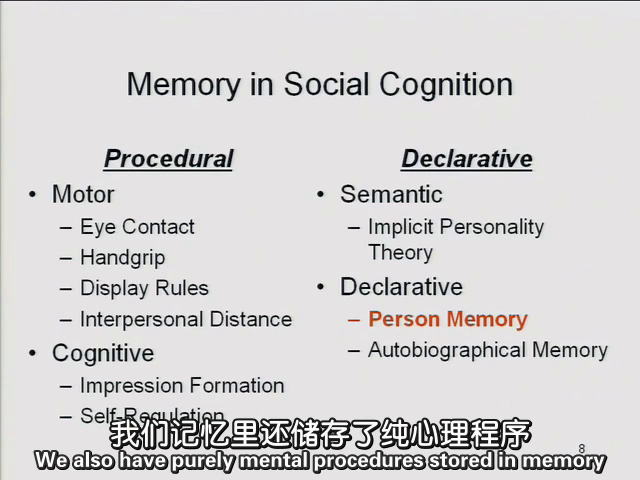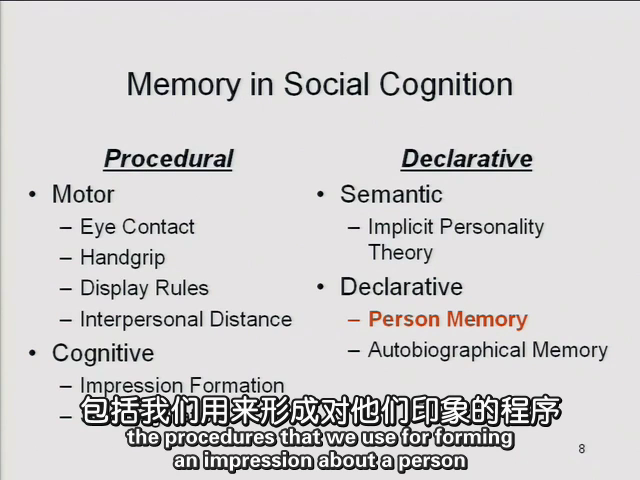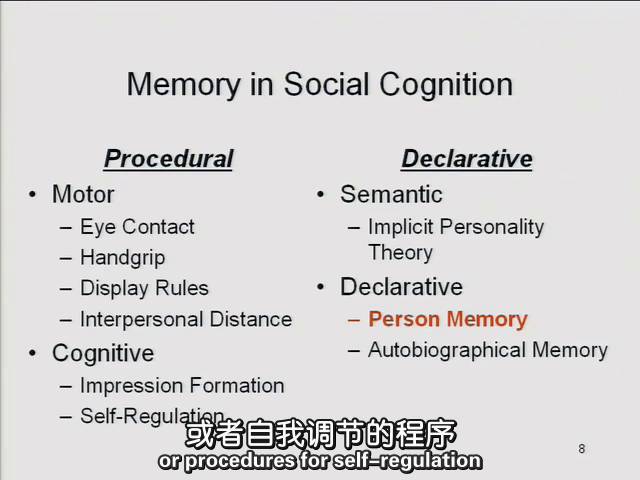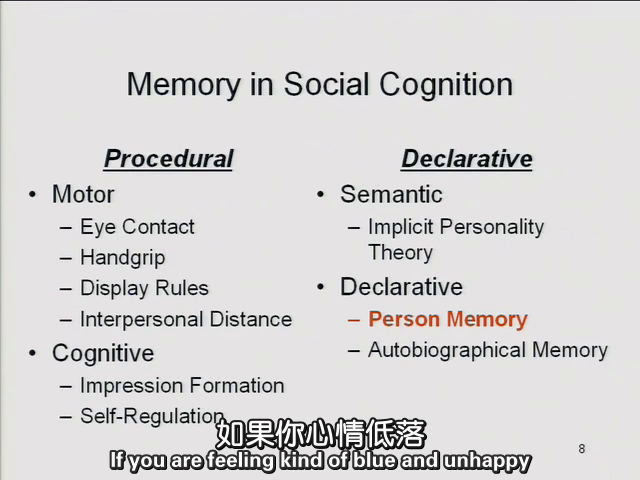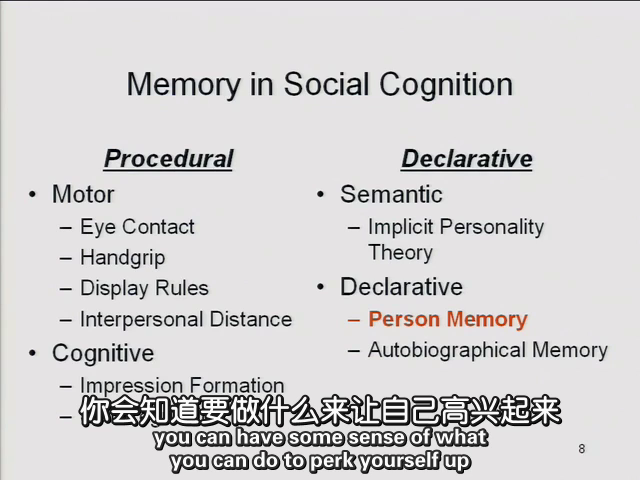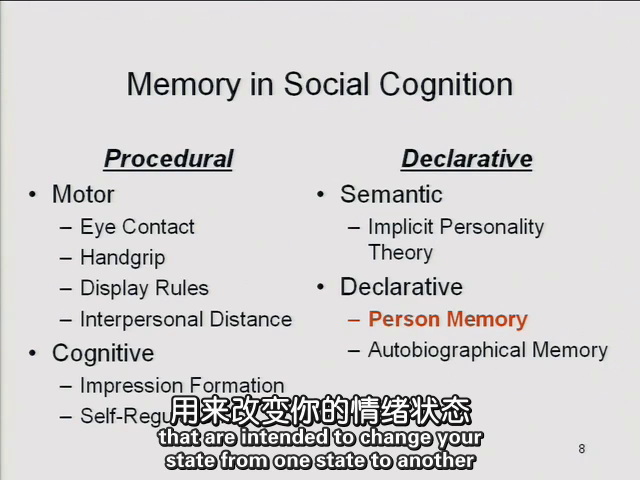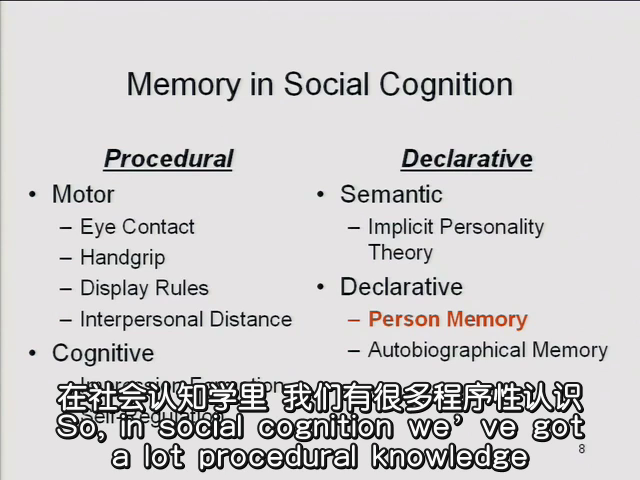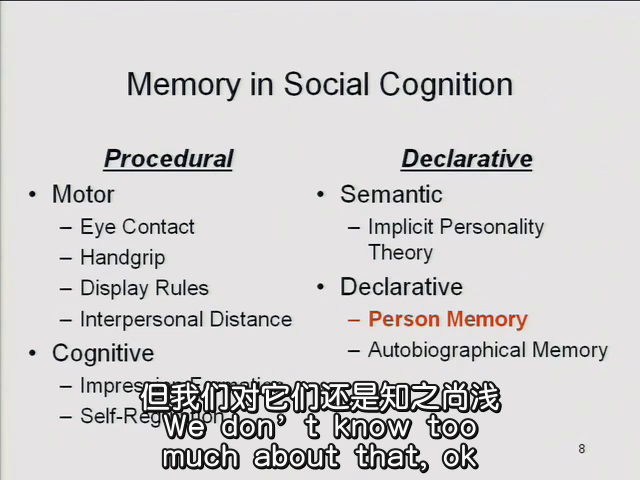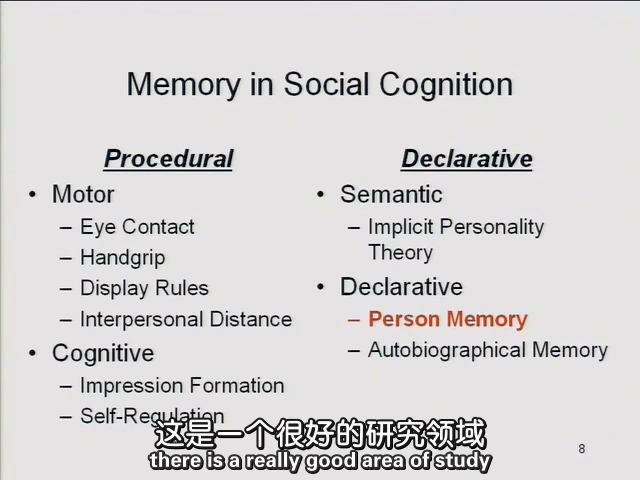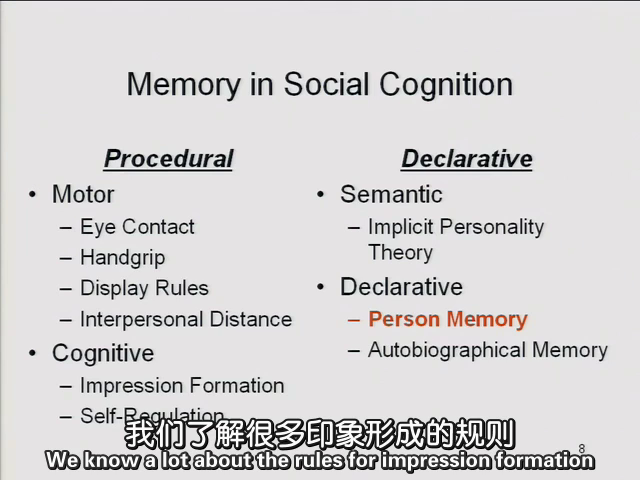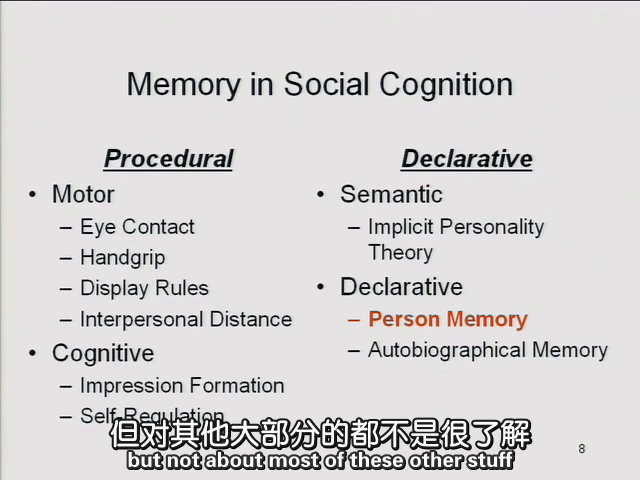We also have purely mental procedures stored in memory. The procedures that we use for forming an impression about a person, or procedures for self-regulation. If you're feeling kind of blue and unhappy, you have some sense of what you can do to perk yourself up. Those are mental procedures that are intended to change your state from one state to another. So in social cognition, we've got a lot of procedural knowledge. We don't know too much about that, okay? So those of you who want to go on in this field, there's a really good area of study. We know a lot about the rules for impression formation, but not about most of this other stuff.